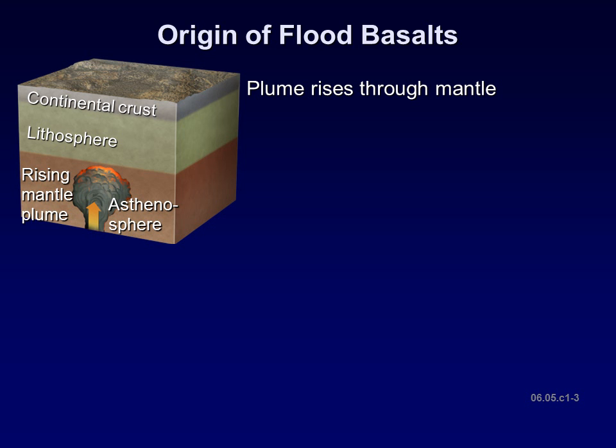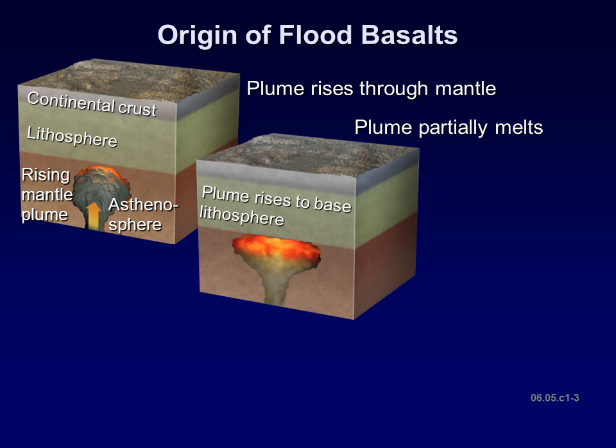Picking back up on flood basalts, the next question in your notes is, where does the magma from a flood basalt originate? So starting with this slide, the origins of flood basalts. First we have a plume rising through the mantle. Anytime we're talking about a mantle plume, we're talking about very hot rocks in the mantle, mostly solid when they're deep in the mantle because of the pressure that they're under. So we have a rising mantle plume that is probably mostly solid deep in the mantle.